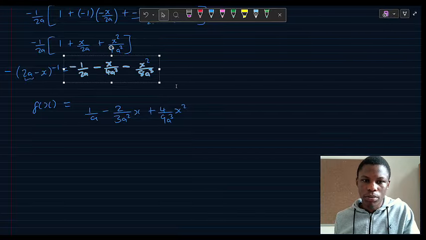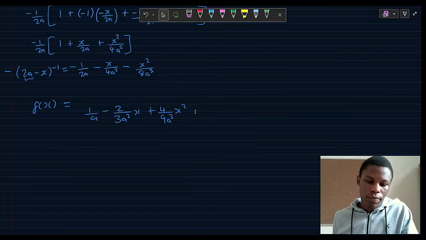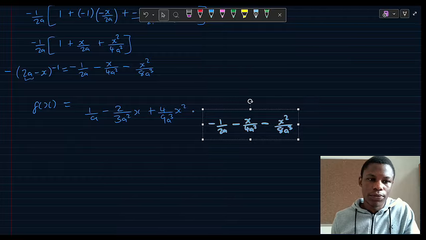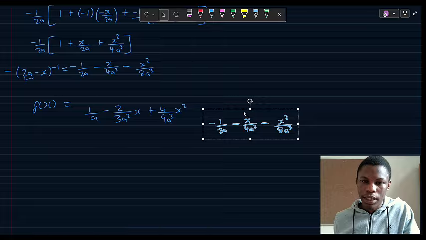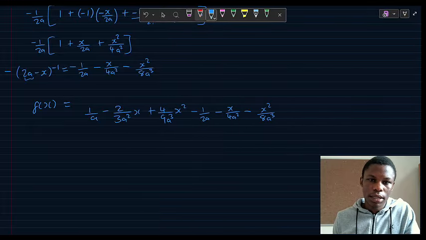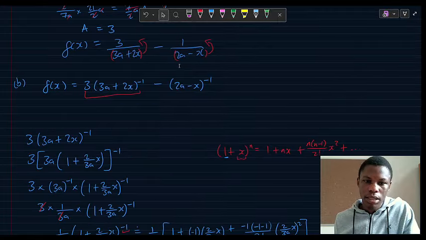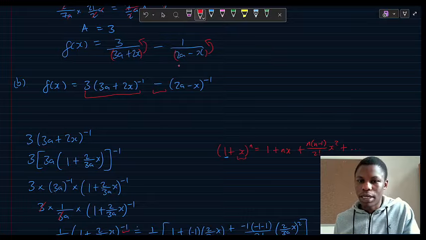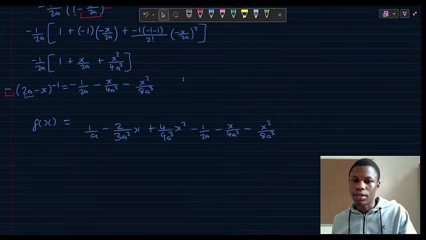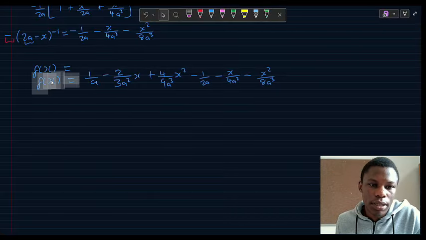Actually, let me just copy this because I don't want to get rid of that. And remember that we've factored in the negative sign already. So this negative sign that we have there was this negative sign over here. So we've already taken that into account. So now we're just adding everything together. So this is our f of x.